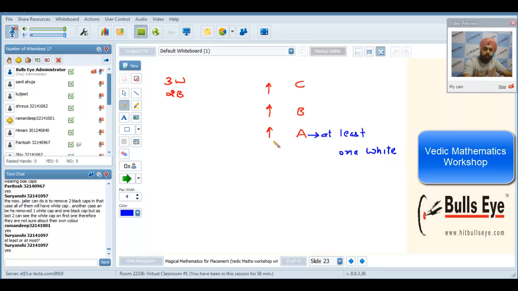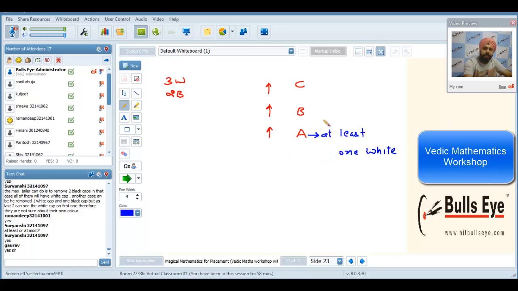Because I started with the solution that if he sees 2 black caps in front of him, he can definitely conclude that he is wearing a white cap. But he is not able to conclude that. So that means he is able to see at least 1 white cap in front of him.